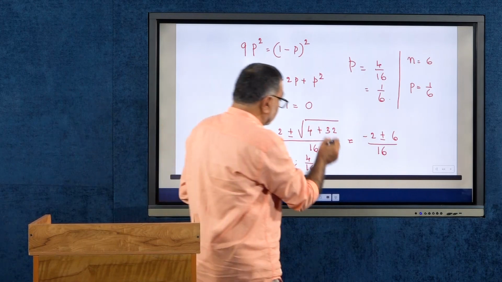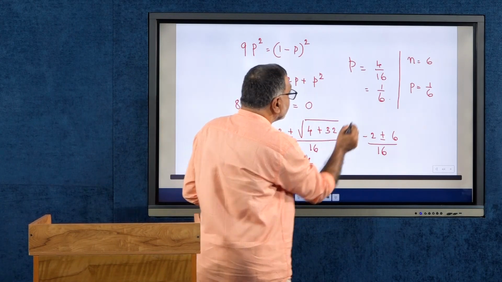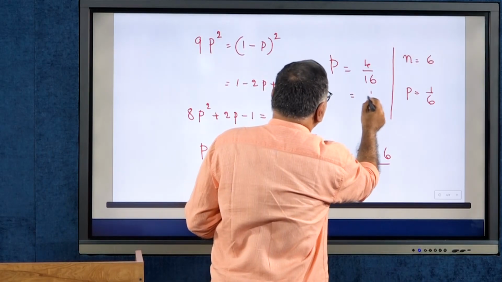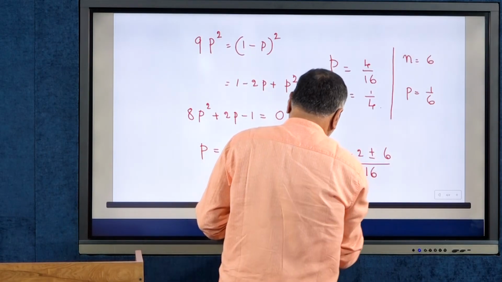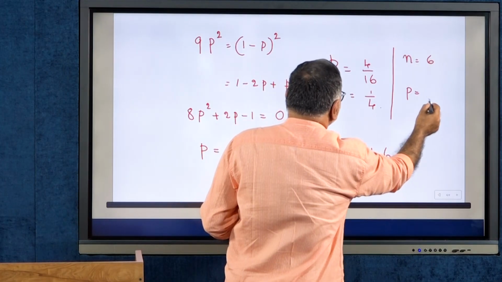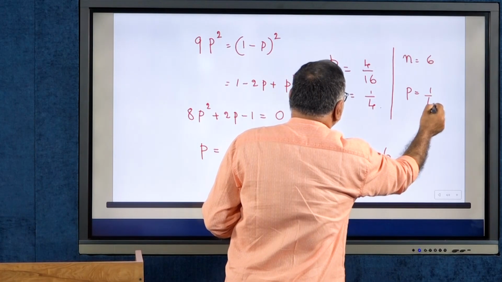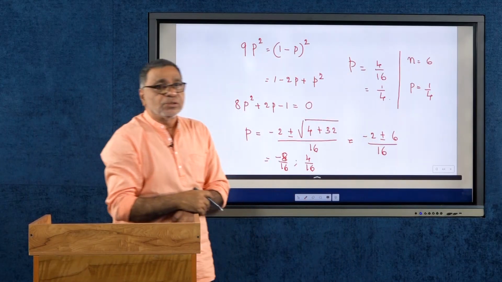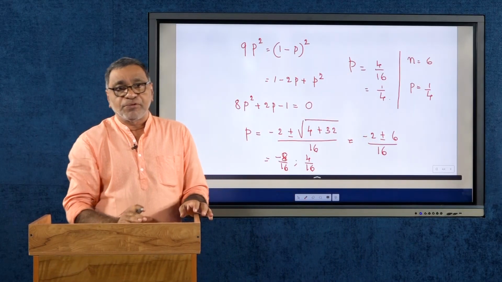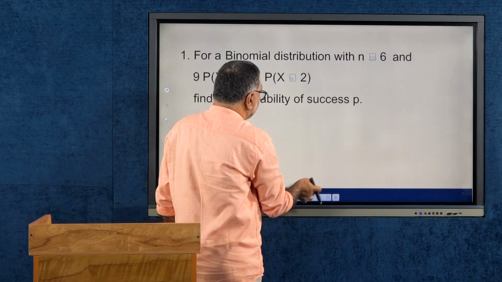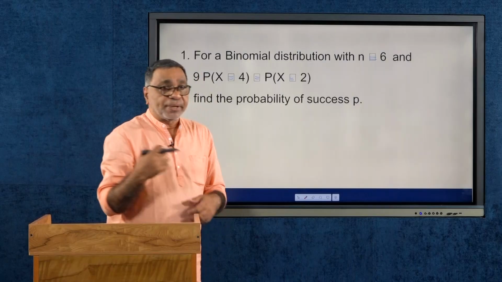The value is p is equal to 1 by 4. So, that is a problem of binomial distribution for finding the parameters.